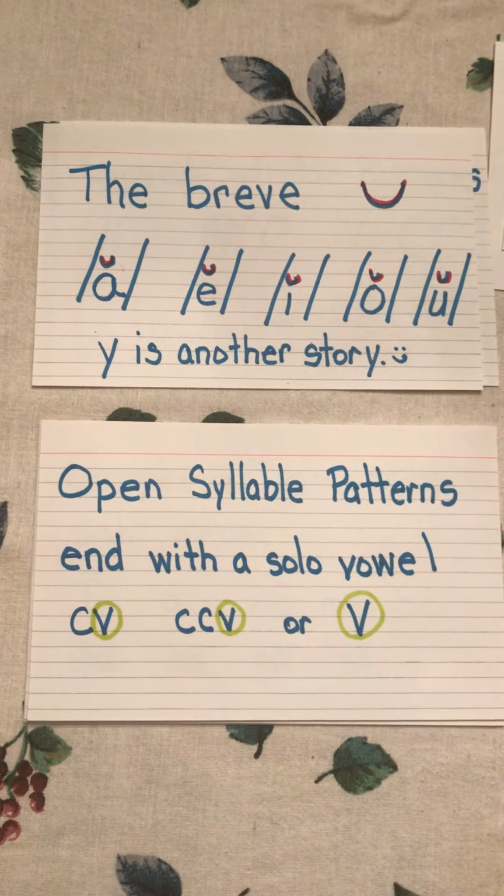Oh, it's under there. There we go. So these are the two side by side. Closed syllables say short vowel sounds, and it's vowel on, you'll always notice there's a consonant trapping it in there. Open syllable patterns end with a solo vowel at the end.